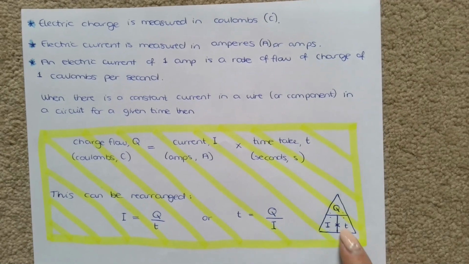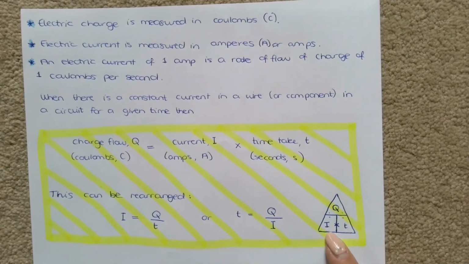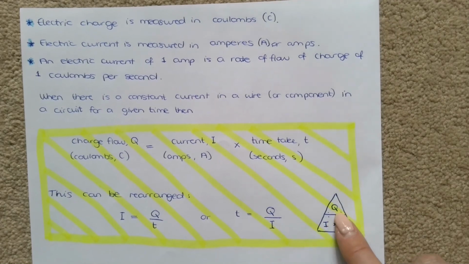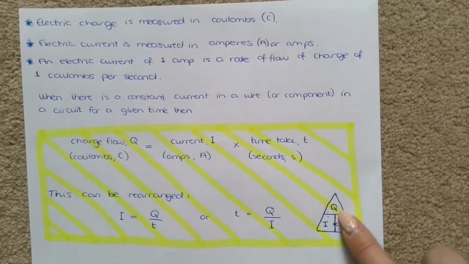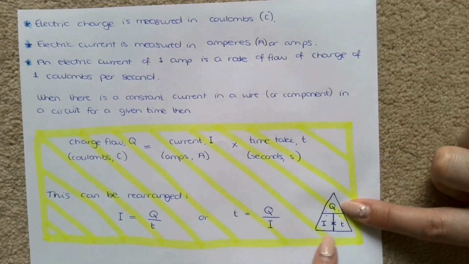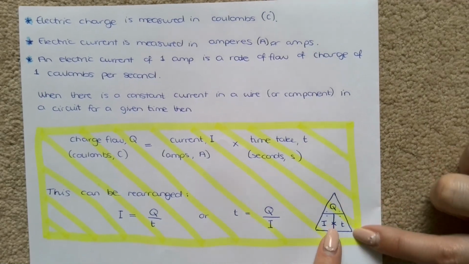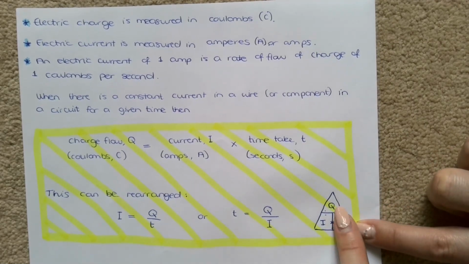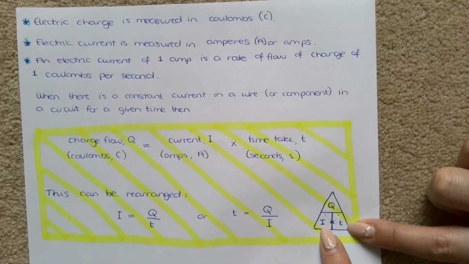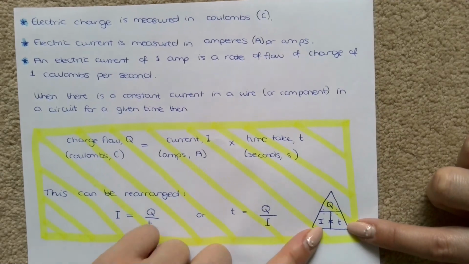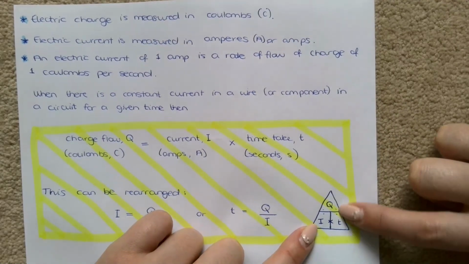And we can use the equation triangle to remember that. So remember, if it's at the top, it's divided because there's a line in between. So for example, I know that Q is I times t, because it's multiplied. I know that time is going to be my charge flow divided by my current, and if I wanted to work out my current, I'd know that would be charge flow divided by time.